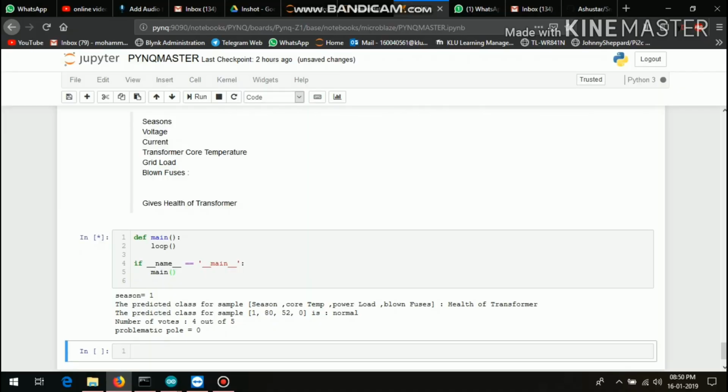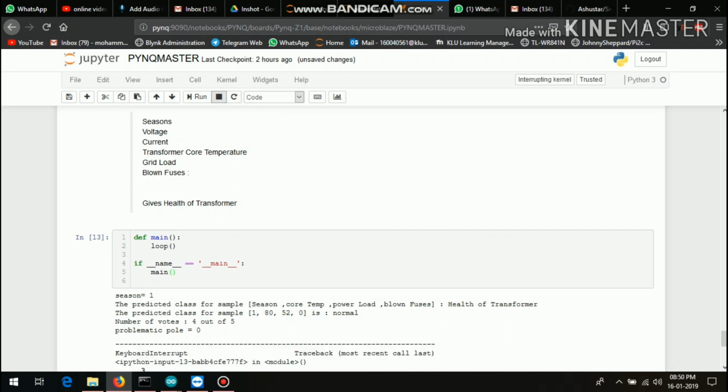Let us see the prediction made by the algorithm in Xilinx PYNQ-Z2 regarding the health of the transformer. The prediction is made based on parameters like season, transformer core temperature, grid load and blown fuses. All the data related to these parameters is given by the voltage, current and temperature sensors. The prediction is done based on the real-time data, which will help the authority to avoid serious damage of devices and save a lot of money.